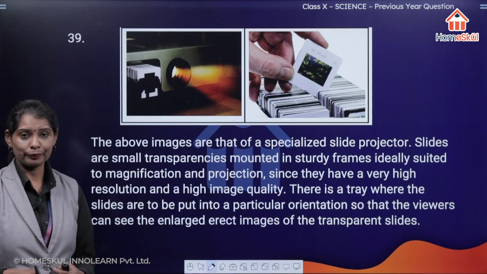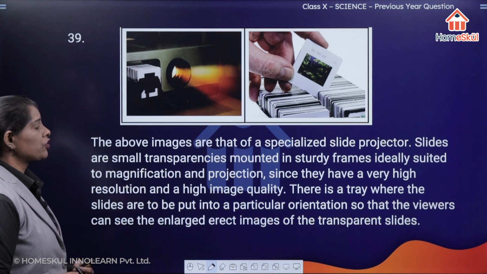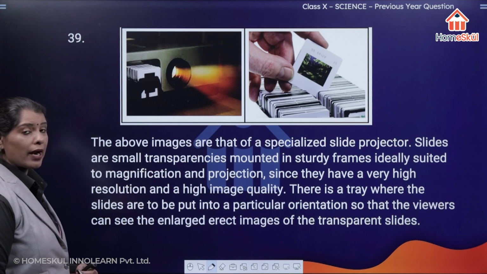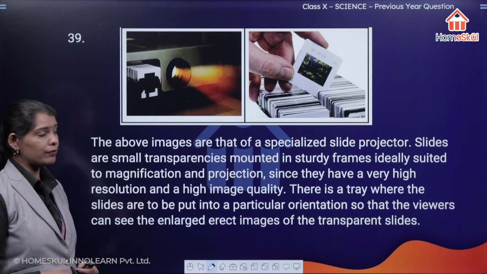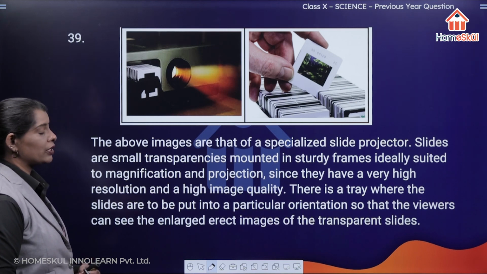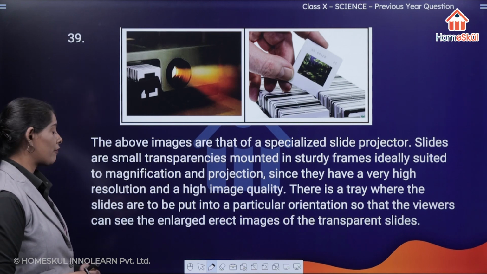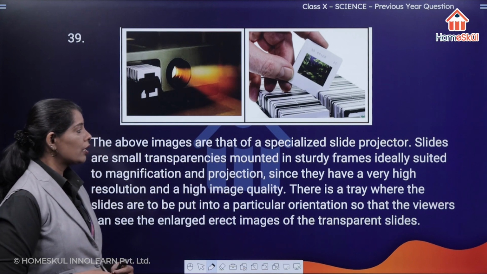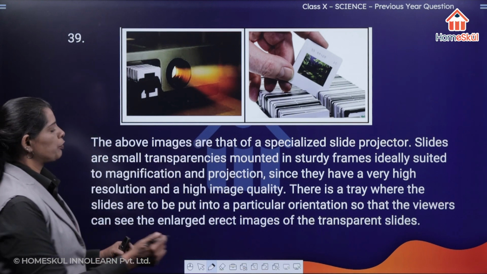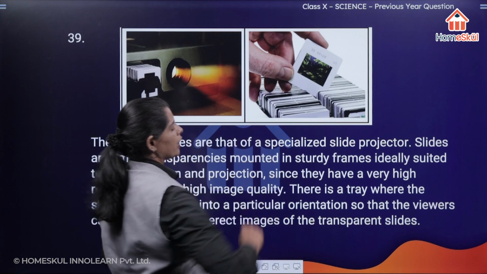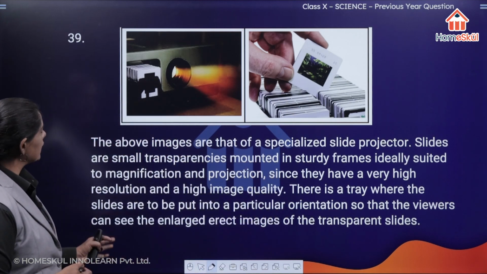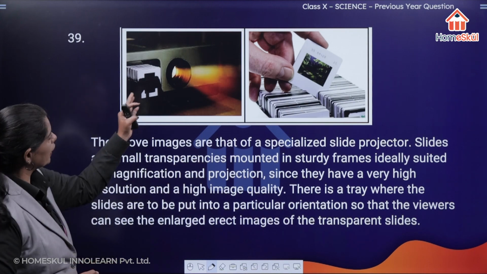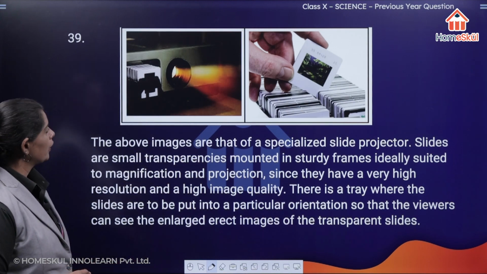Question number 39. The above images are that of a specialized slide projector. Slides are small transparencies mounted in sturdy frames, ideally suited to magnification and projection since they have a very high resolution and a high image quality. There is a tray where the slides are to be put in a particular orientation so that the viewers can see the enlarged erect images of the transparent slides, as you can see in the figure, right?